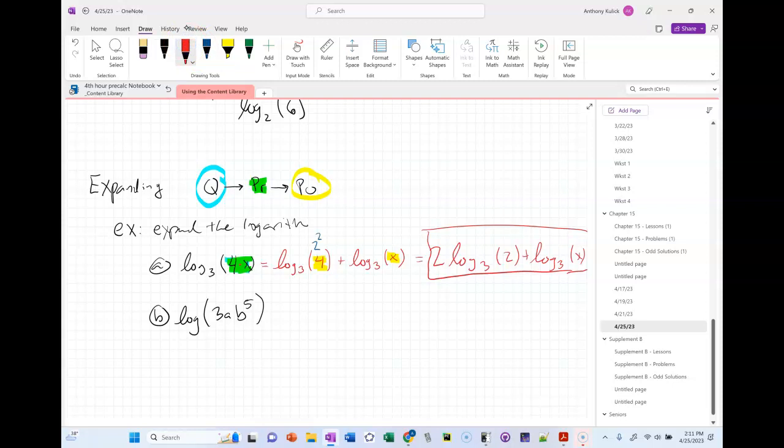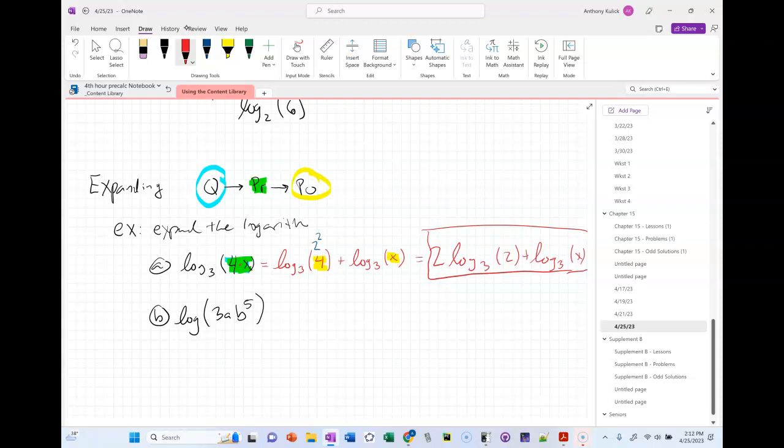Let's look at another example. Let's say we have log of 3ab to the 5th. Do we see any division going on inside the logarithm? No. So no quotient property.